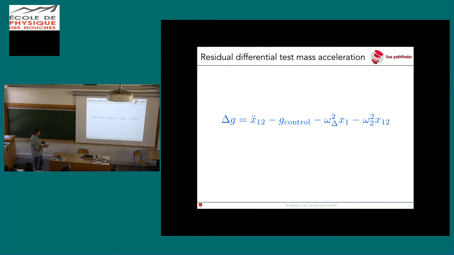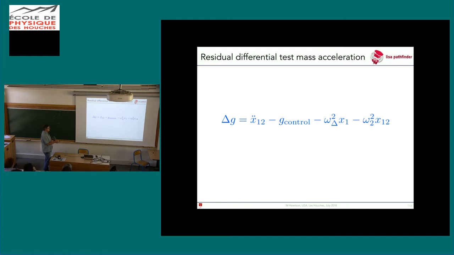Okay, so the way you do that then, this is this quantity here, the residual differential test mass acceleration. It's related to the second derivative of the relative motion of the two test masses, so that's x12 double dot. So that's the in-loop acceleration of the two test masses. Remember, we control one of them. But I know what those control forces are, or control accelerations, or force per unit mass. So I can subtract that away to look at what the residuals are. In LISA, we don't control, so this is not relevant for LISA. So I take that away.